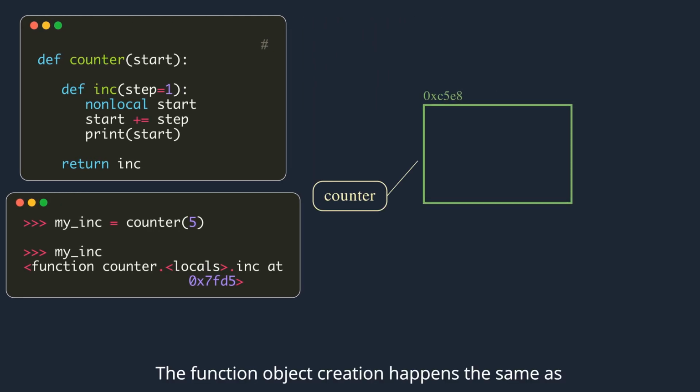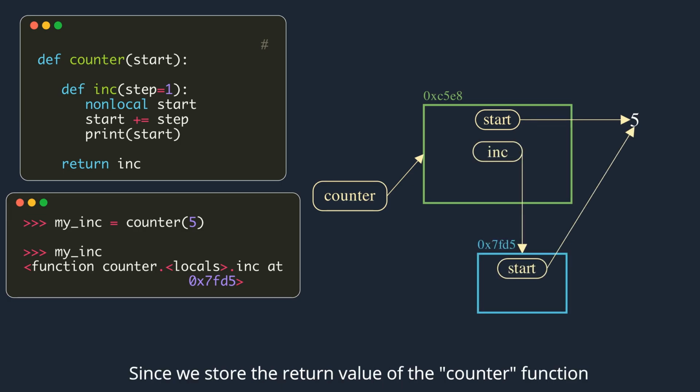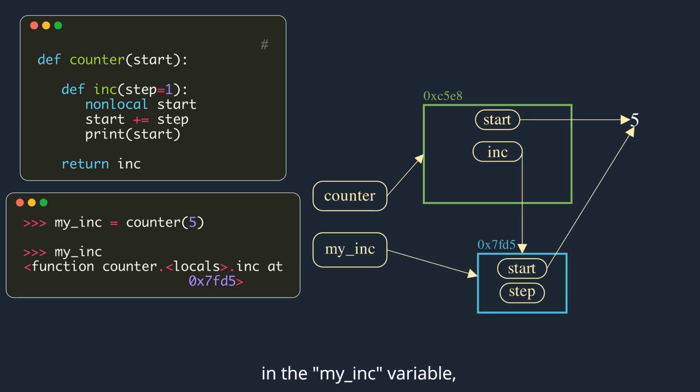The function object creation happens the same as that in the previous example. Since we store the return value of the counter function in the my_func variable, it will be a reference to the closure.